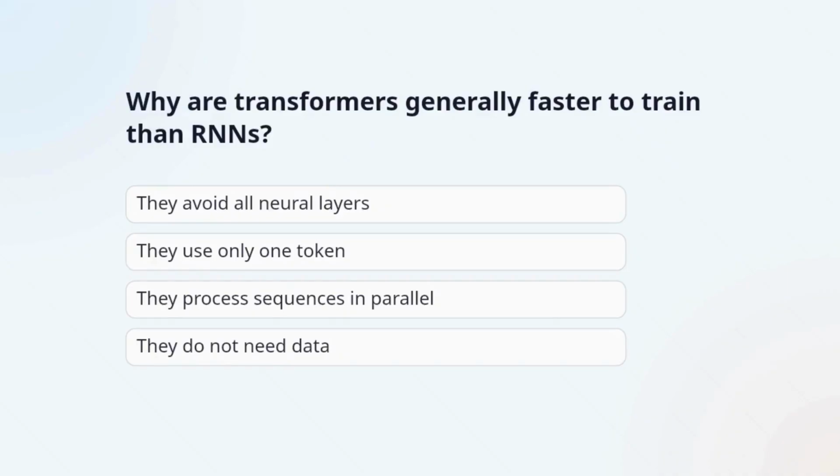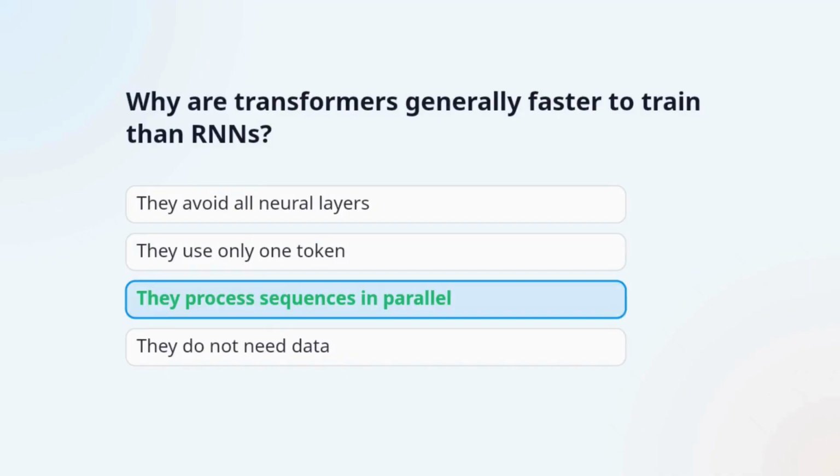Question 2. Why are transformers generally faster to train than RNNs? The correct answer is they process sequences in parallel. Transformers can handle the full sequence at once, unlike RNNs which process step by step.